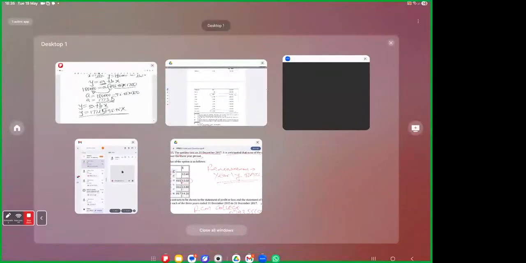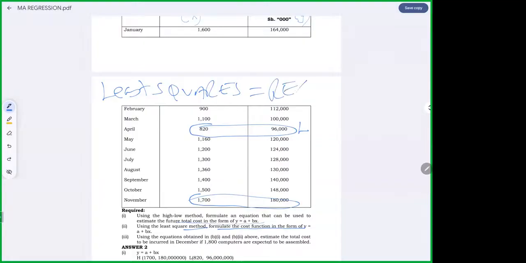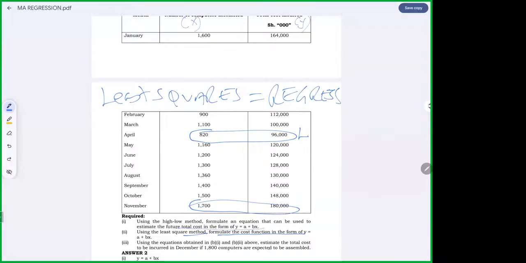Now, ladies and gentlemen, look at the next question here. This next question is interesting. They want us to use the least squares method to formulate the cost function in the form of this. Are you aware that least squares is also known as regression analysis? We should be aware of that.